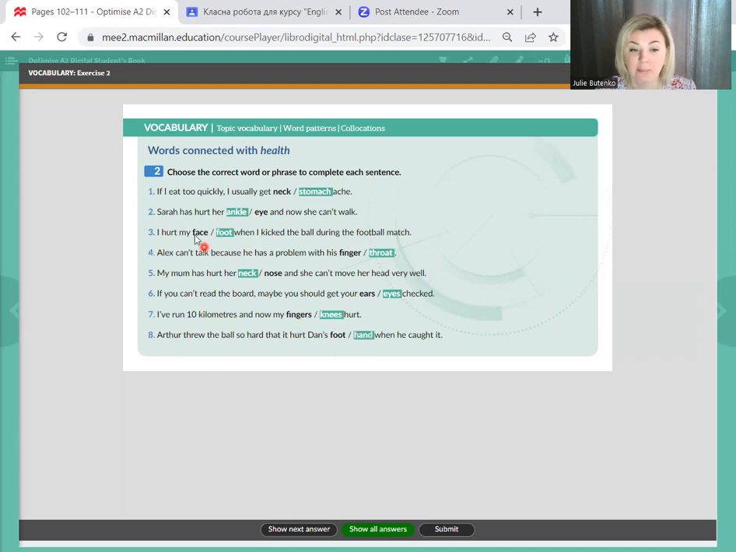Hand. Number one, stomach. Two, ankle. Three, foot. Four, throat. Five, neck. Six, eyes. Seven, knees. Eight, hand.